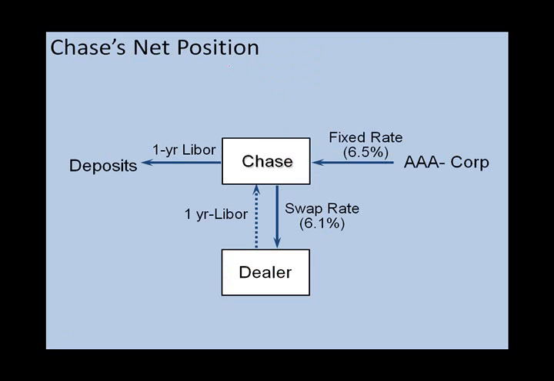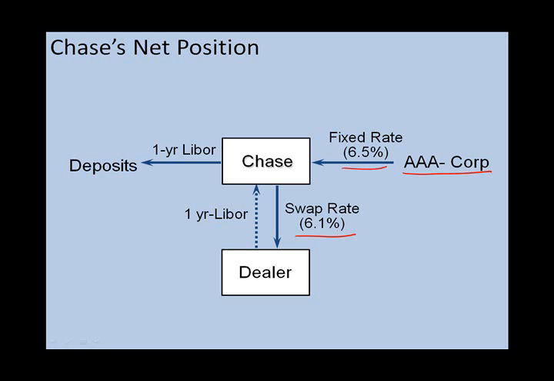We can see that by looking at the bigger picture. We started with AAA Corp paying Chase 6.5% per year. Chase then passes this along. Chase then pays the swap dealer 6.1% per year, and that's fixed. In return, the swap dealer gives Chase 1 year LIBOR, which Chase passes straight along to its depositors. Chase no longer has any interest rate risk.